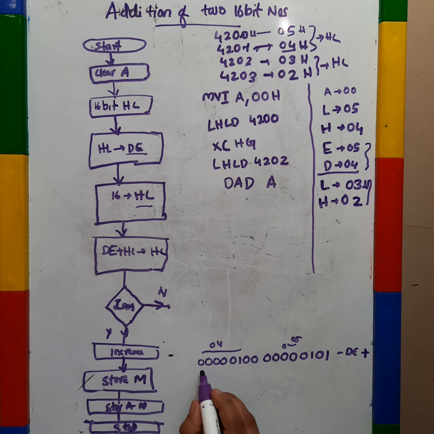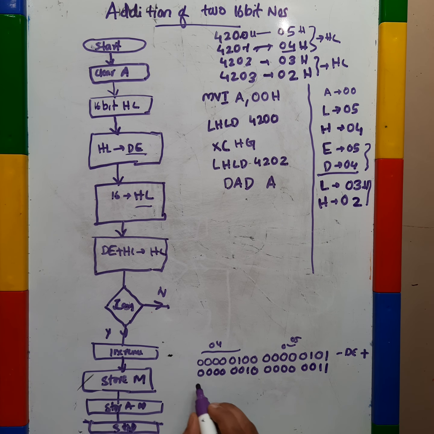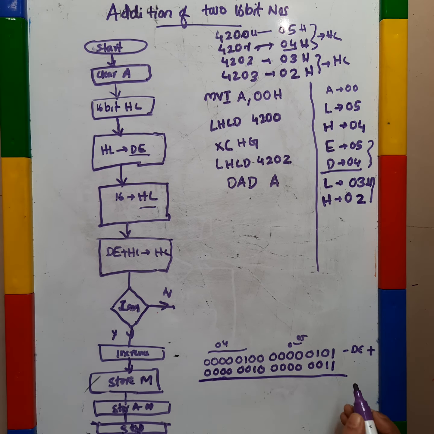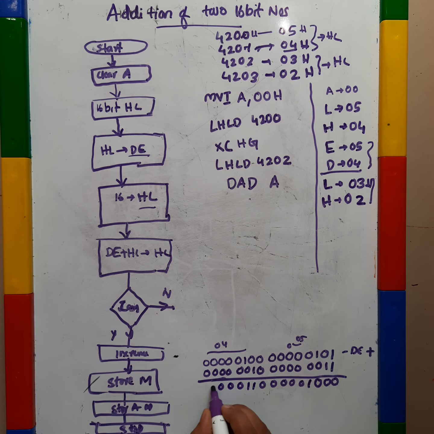What is the HL pair content? H contains 02, that is 0, 0, 0, 0, 0, 0, 1, 0, and L will be 0, 0, 0, 0, 0, 0, 1, 1. Okay, now we will add these two data. 1 plus 1 is 0 carry 1, then 1 here it will come, then 0 0 0 0, again 0 1 1 0 0 0 0 0.